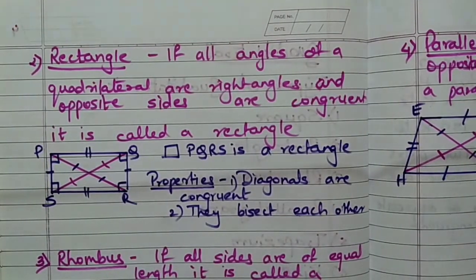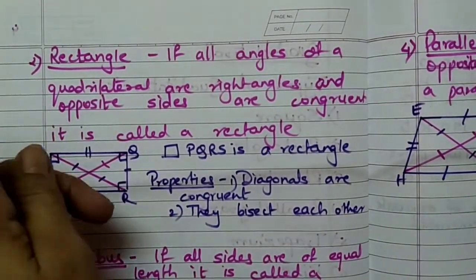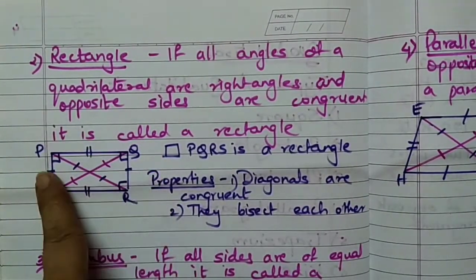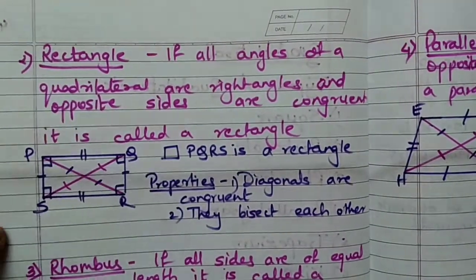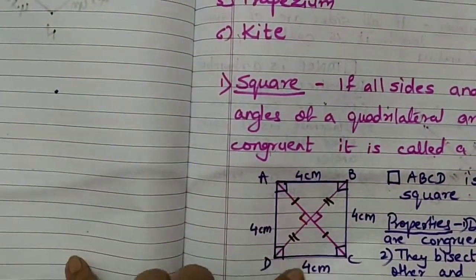So a square can be all the types of quadrilateral, but a rectangle cannot be a square. Why? Because a rectangle has opposite sides congruent. This cannot be a square. We cannot call this a square. But a square can be a rectangle also. Why? It fulfills the properties of a rectangle.